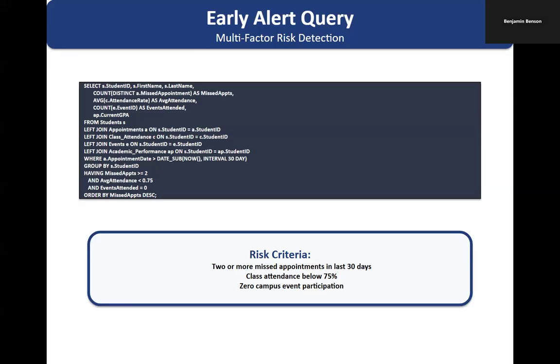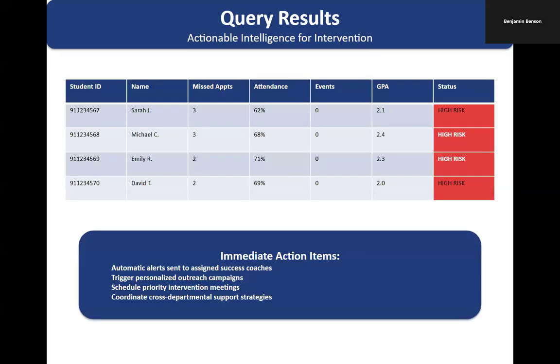Ideally, we would have a formula that would take all of this, weight different criteria, and then spit out a risk assessment. But hopefully the output would look like this. Obviously the name would be split to first name, last name. I just did this to make sure it fit. But we have student ID that is specifically 9 characters long. We have the name, we have the missed appointment that checks out, the attendance checks out, the number of events checks out, and the GPA checks out.